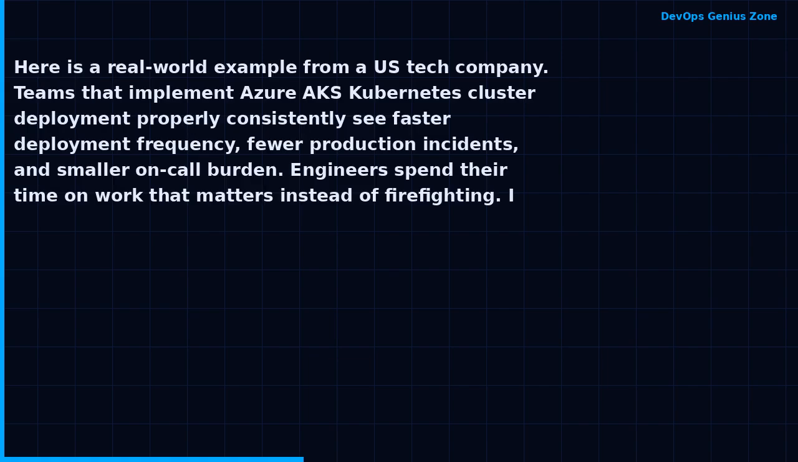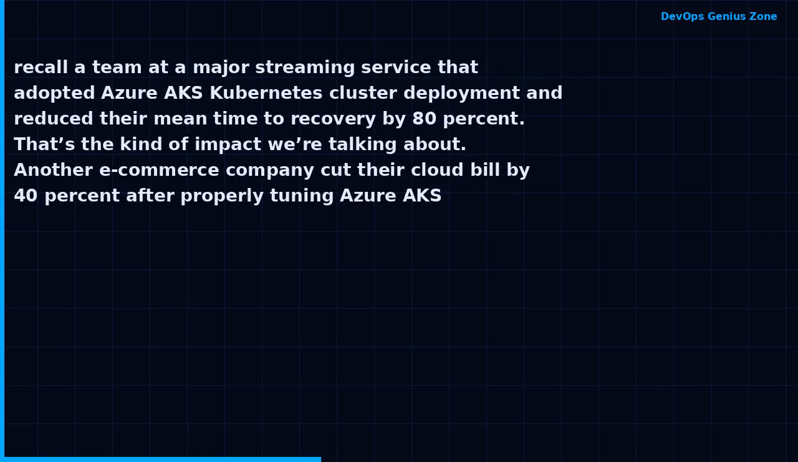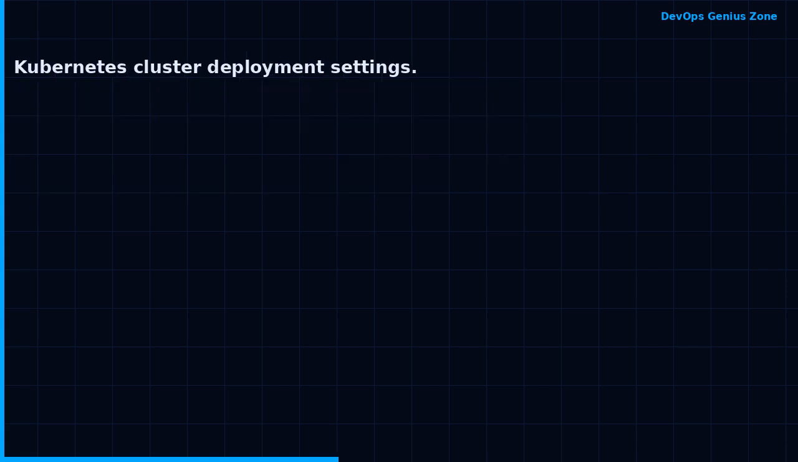Here is a real-world example from a US tech company. Teams that implement Azure AKS Kubernetes cluster deployment properly consistently see faster deployment frequency, fewer production incidents, and smaller on-call burden. Engineers spend their time on work that matters instead of firefighting. I recall a team at a major streaming service that adopted Azure AKS Kubernetes cluster deployment and reduced their mean time to recovery by 80%. That's the kind of impact we're talking about. Another e-commerce company cut their cloud bill by 40% after properly tuning Azure AKS Kubernetes cluster deployment settings.